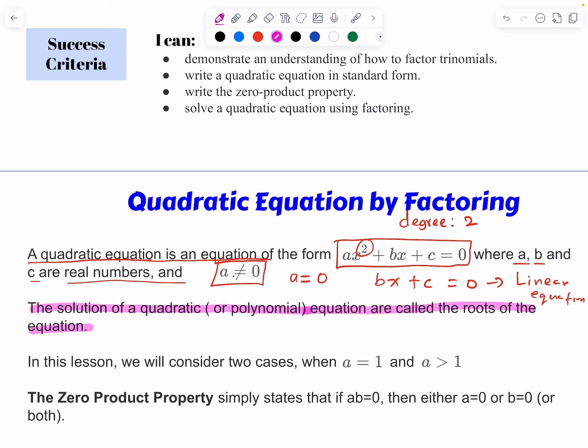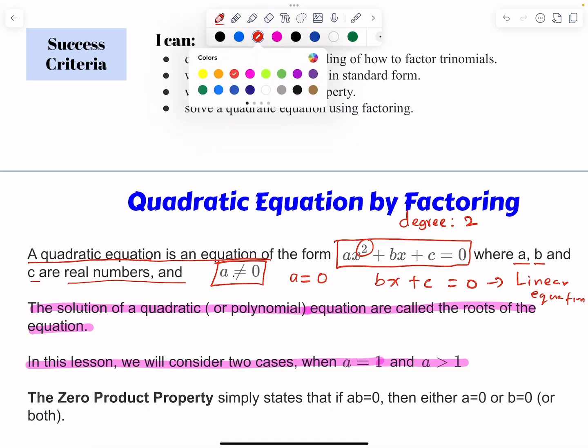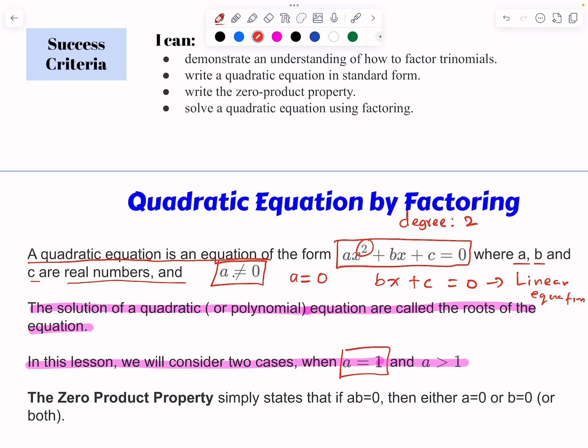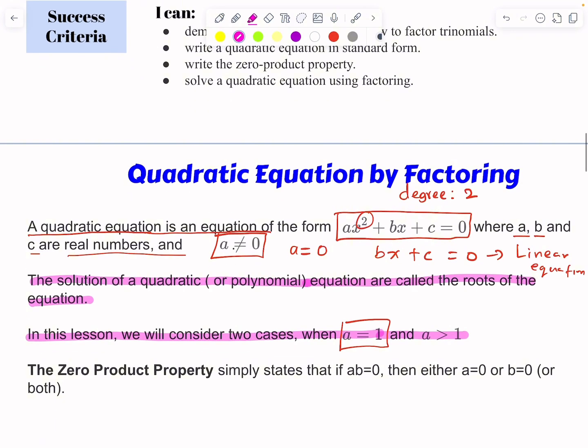Now in today's class, in this lesson, we are going to consider two cases: when a is equal to 1 and when a is greater than 1. But for today's class, our focus will be on when we have a equal to 1, and then in the next lesson, we are going to focus on when a is greater than 1.